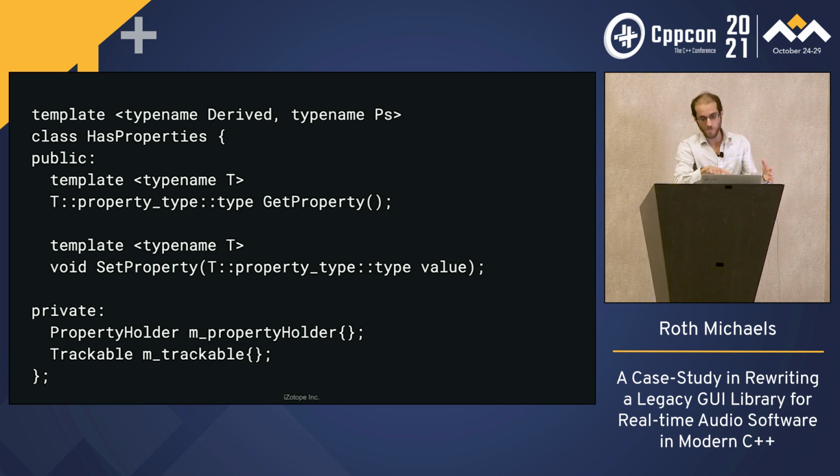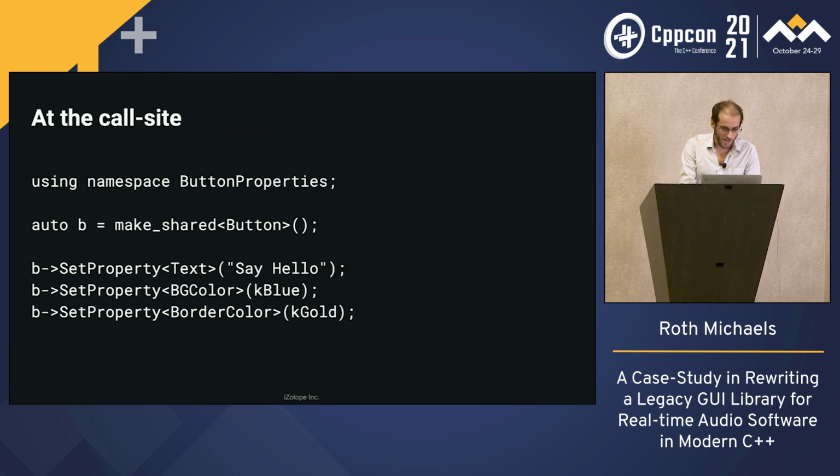It has a property type member that describes the property type, and then that has a type that's the actual concrete C++ type. And we can use these and be sure that we're going to be happy. And again, as a reminder from before, this is what it looks like at the call site.